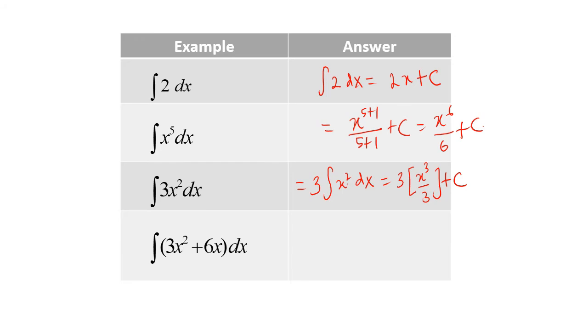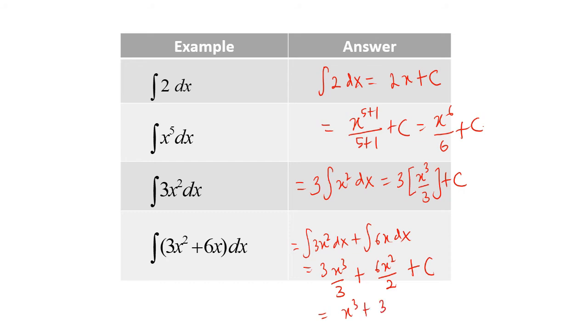Next, the integration of 3x squared plus 6x dx is equal to the integration of 3x squared dx plus the integration of 6x dx, and it is equal to 3x cubed over 3 plus 6x squared over 2 plus c. Simplified, we're going to have x cubed plus 3x squared plus c.